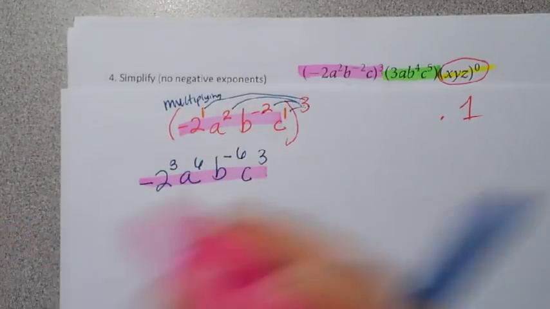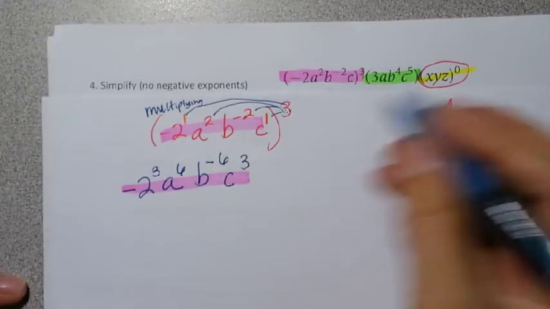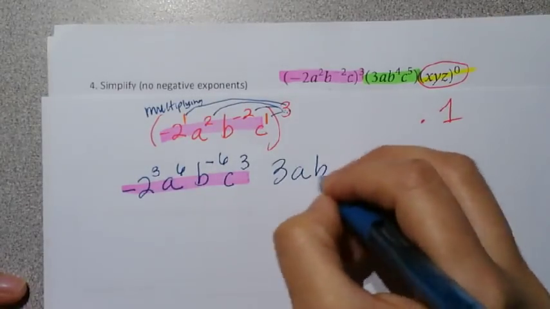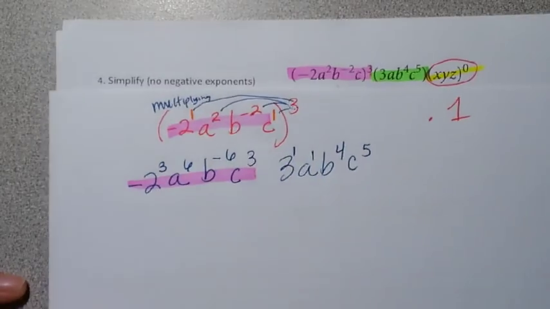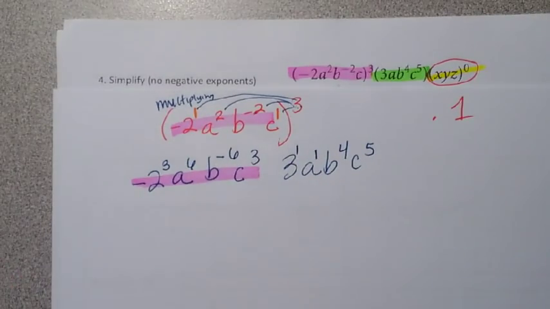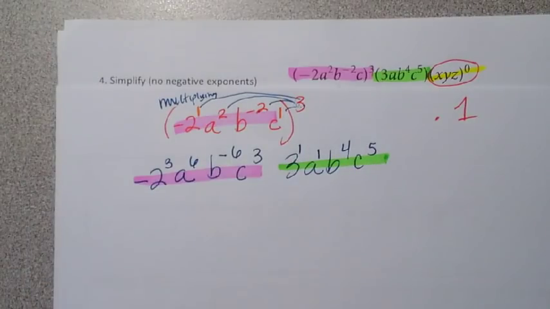Done. The green part, I notice that there's no power. It's just there, so I'll just rewrite. 3a, b to the 4, c to the 5th. I'll add the powers if they're not there. So that was the green.